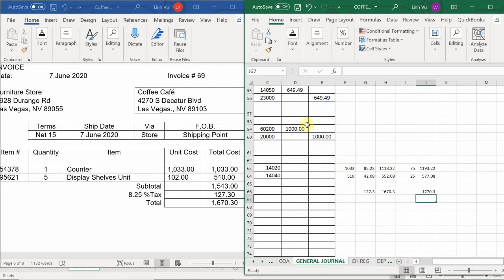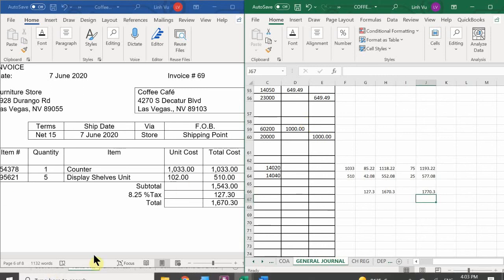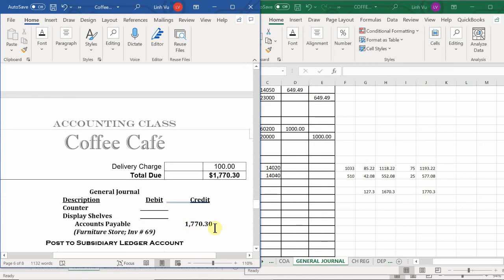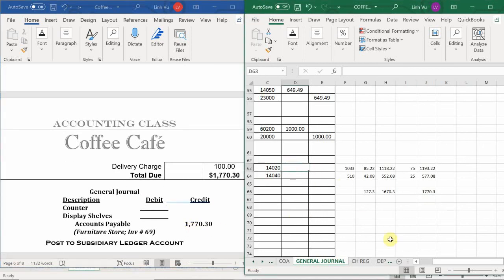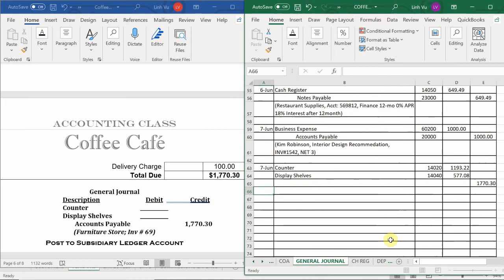Which is $1,770.30? Yes, they do add up. So now I can say, here is my determining factor. I have my counter, which is worth $1,193.22, and I have my display shelves for $577.08 to give me a grand total of $1,770.30.